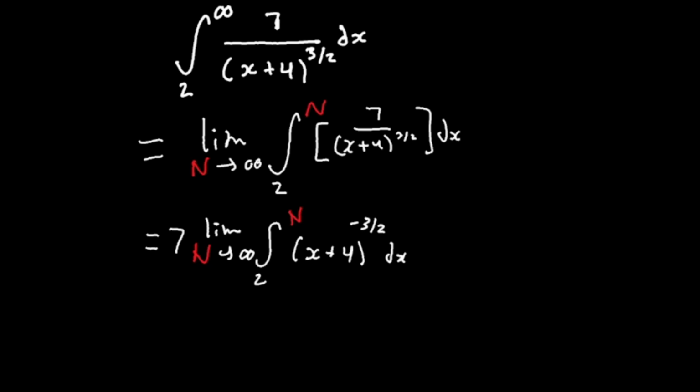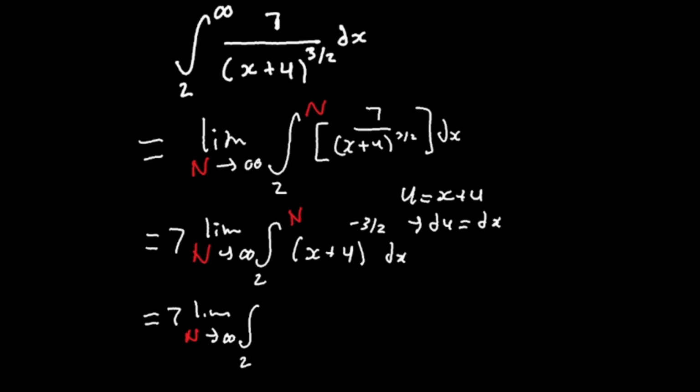Now what I'm going to do is perform a u substitution. So u is equal to x plus 4, because that's the thing on the inside. Find du, that's just dx. So now let's do this. This is going to become 7 times the limit as n goes to infinity of the integral from 2 to n.